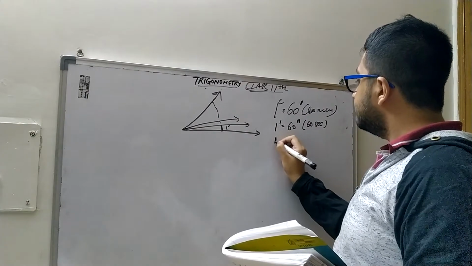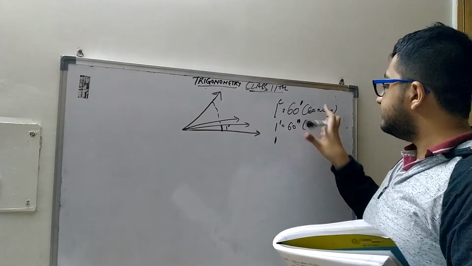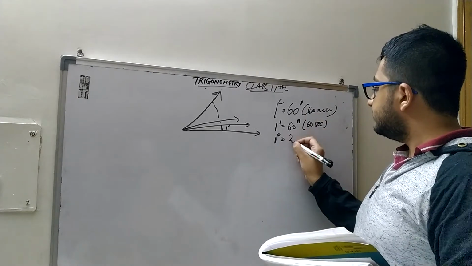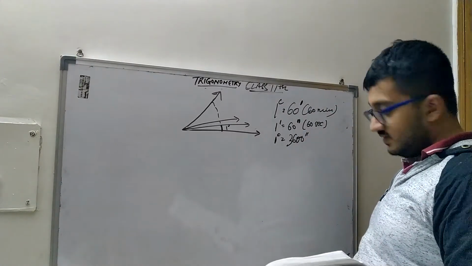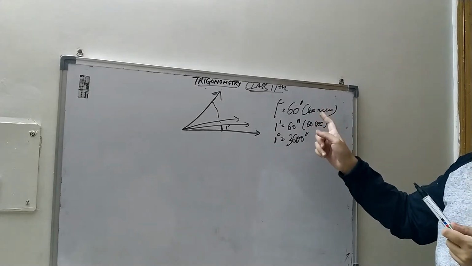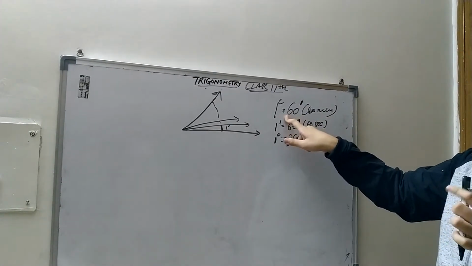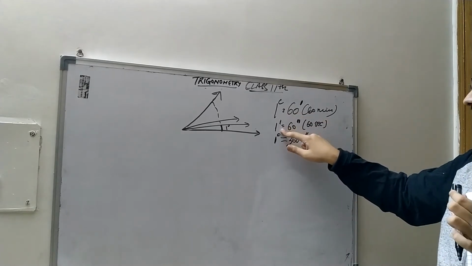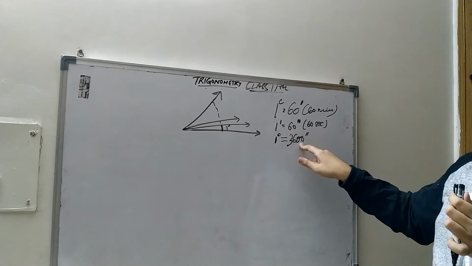If 1 degree is equal to 60 minutes and 1 minute is equal to 60 seconds, then in 1 degree we have 3600 seconds. So in trigonometry we study that 1 degree is equal to 60 minutes, 1 minute is equal to 60 seconds, and 1 degree has 3600 seconds.